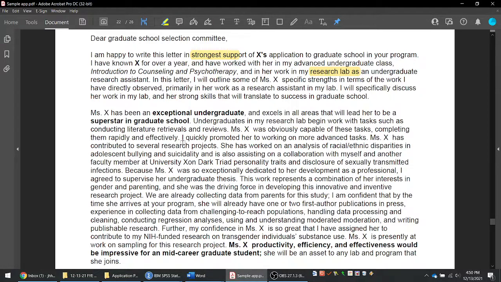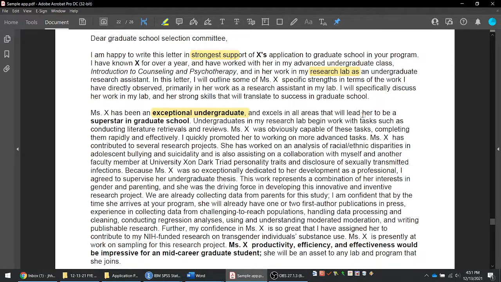A lot of us have template letters that we start from and will adjust depending on how we know the student and how they've performed, et cetera. "Has been an exceptional undergraduate." So, bolded the word exceptional. This is already a very green flag. It's already looking like a strong letter.